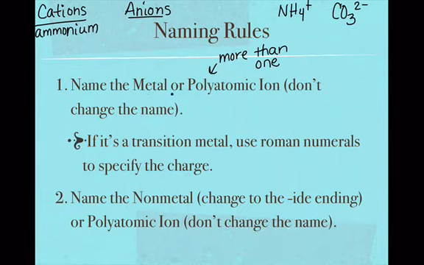So you're going to name the metal or the polyatomic ion, don't change the name. If it's a transition metal, remember to use your Roman numerals like we talked about in the last podcast. And then the last part, you're going to name the nonmetal or the polyatomic ion. If it's a nonmetal, we still do that "-ide" ending, but if it's a polyatomic ion, you're not going to change the name. So the simple rule is if you have a polyatomic ion, you don't change the name of it. You're going to keep it the same.